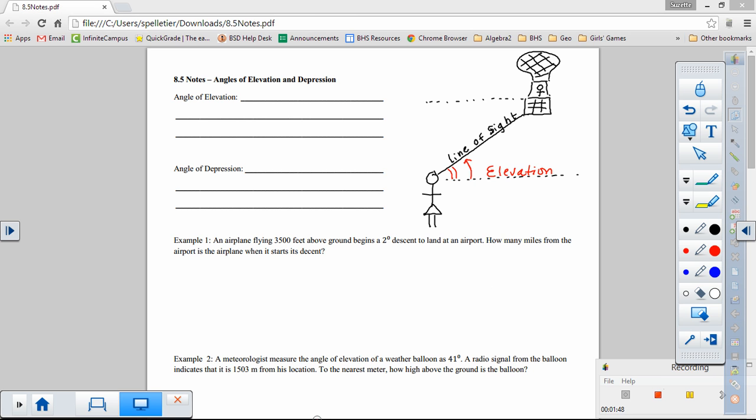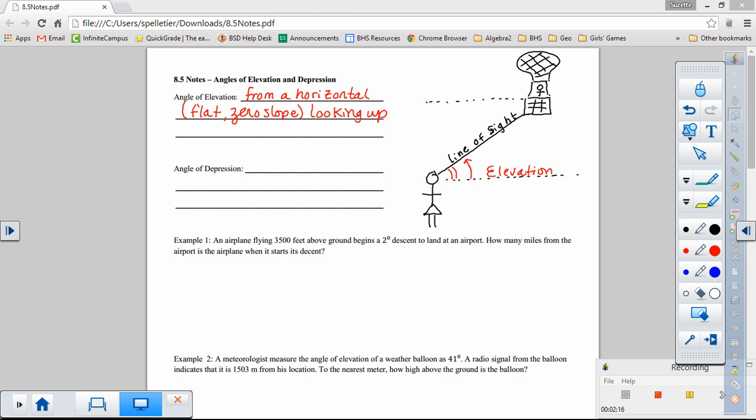Okay, so the angle of elevation is from a horizontal. So remember, horizontal is kind of like flat, zero slope. So from a horizontal, a flat or a zero slope, looking up.